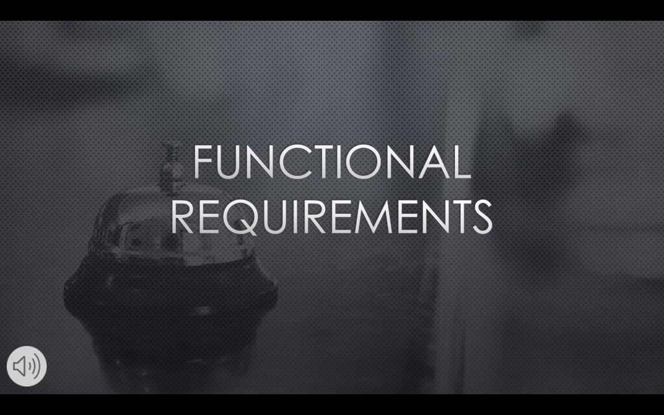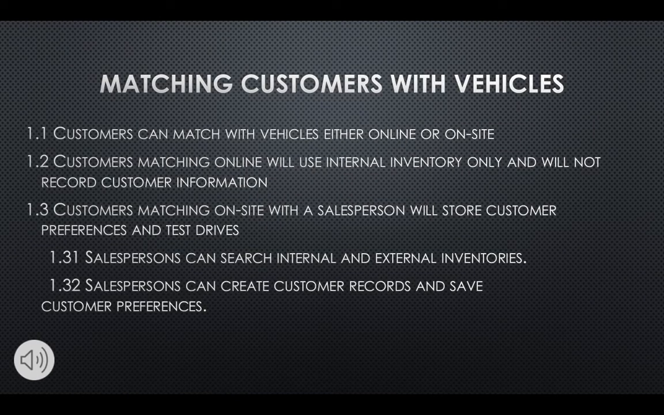Now that we have discussed the non-functional requirements, let's take a look at the functional requirements. Matching customers and vehicles. Customers can be matched with vehicles either online or on-site. Online matches through an inventory search function will use internal inventory only and will not record customer information. Matches on-site through a salesperson will use both internal and external inventories and record customer information and test drive data.